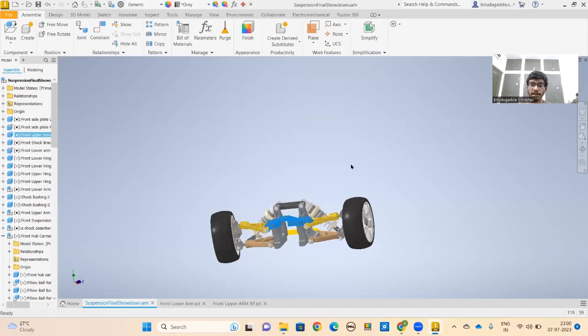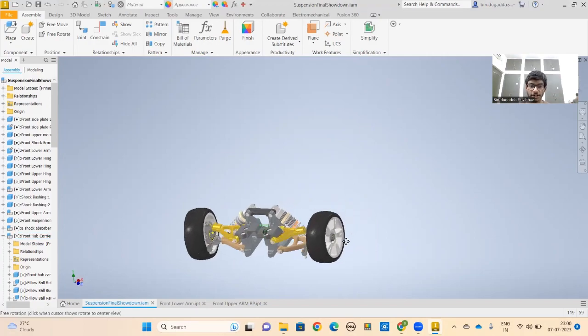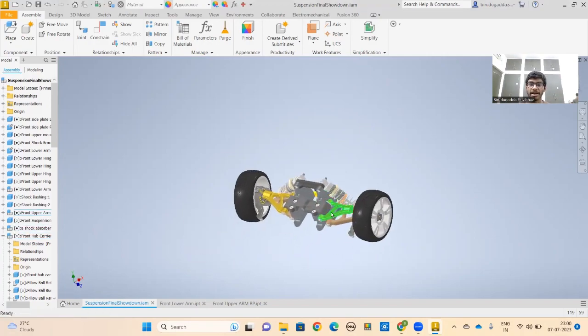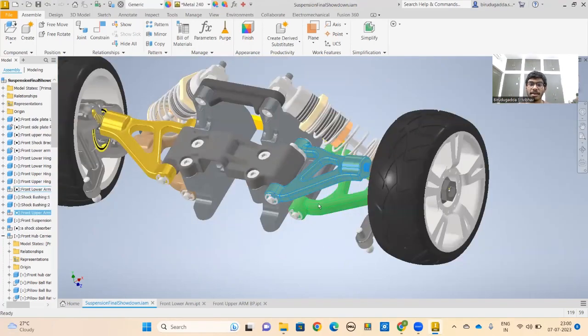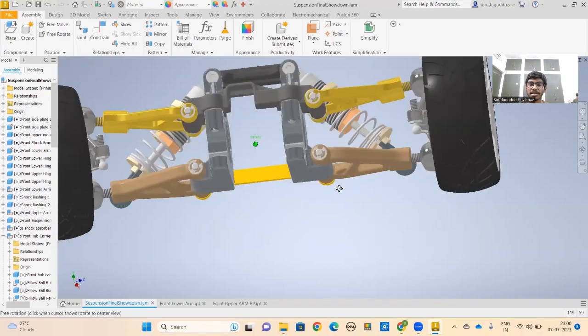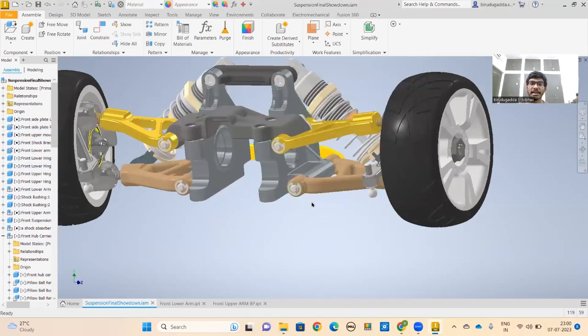Hello everyone. Now let us discuss the two major components in the vehicle suspension, which are the control arms. They are the front upper arm and the front lower arm. As you can see, the golden one is the front upper arm. The brown one is the front lower arm. The two front upper arms are connected to each other through the front upper mount, and the lower arms are connected to the front side plate.